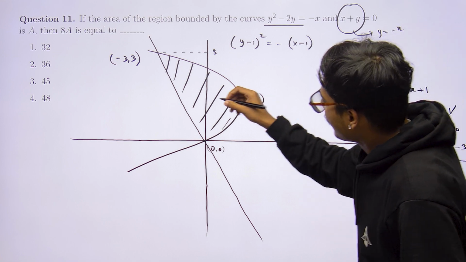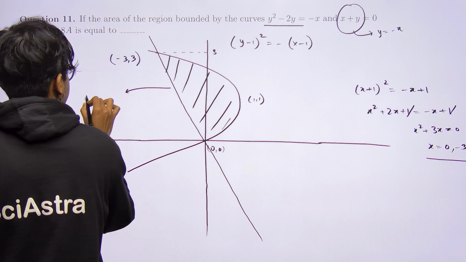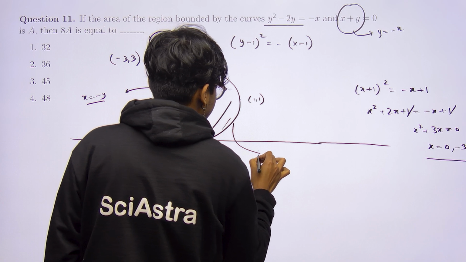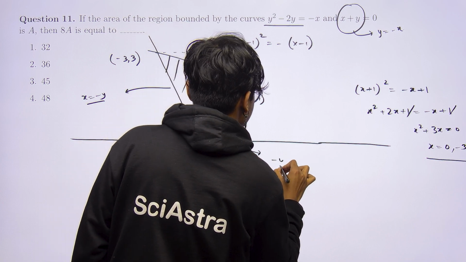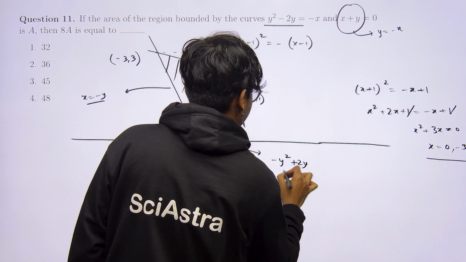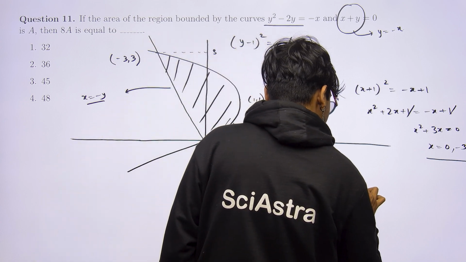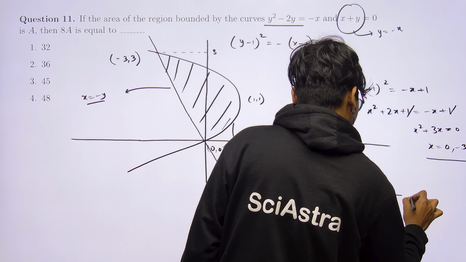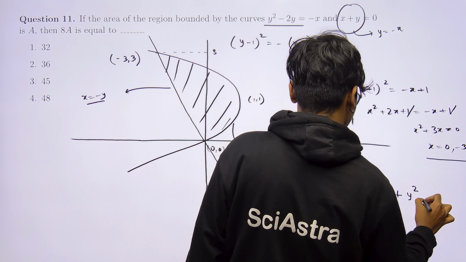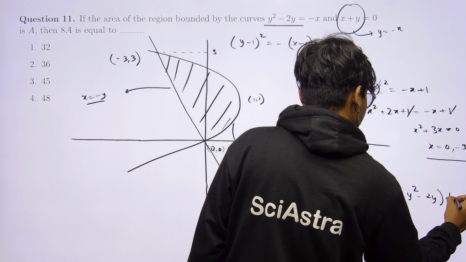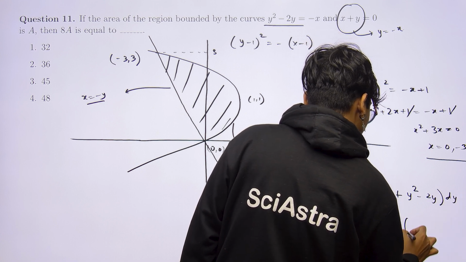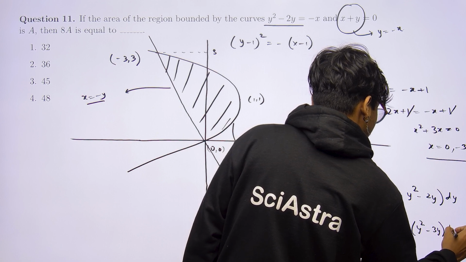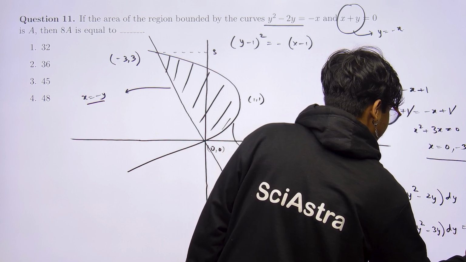So what's our upper function here? Upper function is x equal to minus y, and our lower function, which is this parabola, is nothing but it's minus y square plus 2y, right? So the required area can be written as integral 0 to 3, the upper minus the lower, so that's minus y minus minus y square plus 2y, so y square minus 2y dy, which is nothing but integral 0 to 3 y square minus 3y dy, which turns out to be 9 by 2, right?